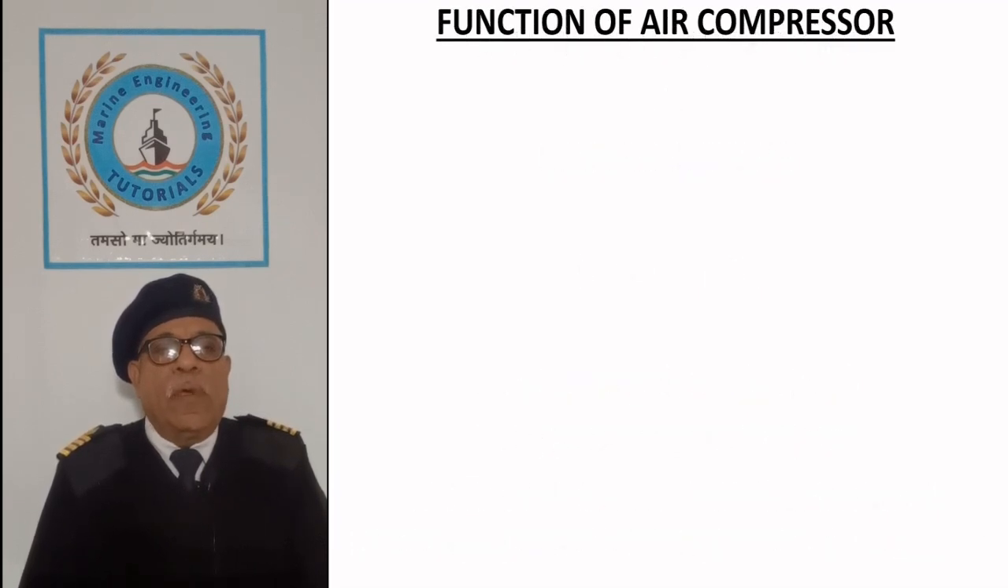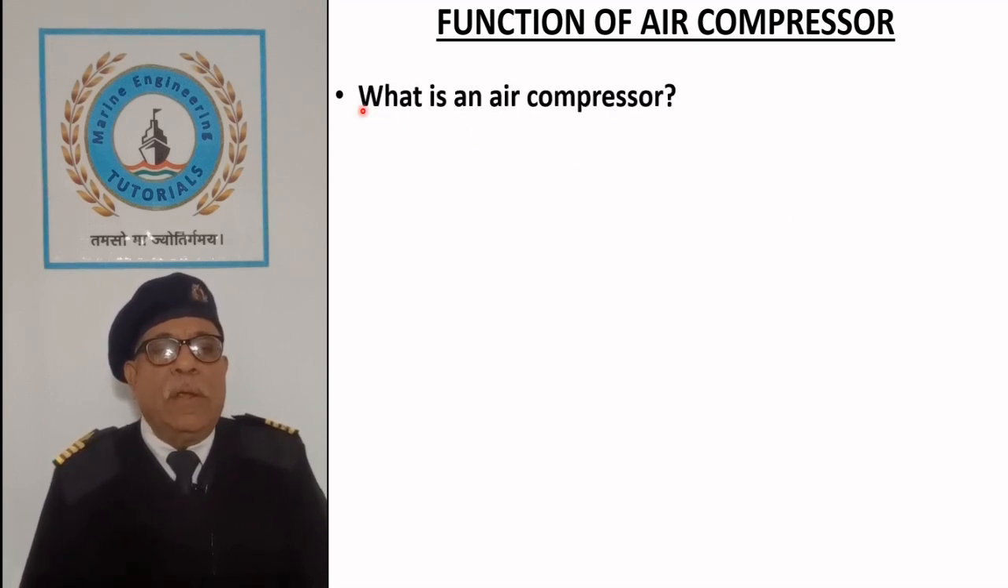Function of air compressor. What is an air compressor? An air compressor is a mechanical device which increases the pressure of air by reducing its volume. The compressor is similar to a pump as both are used to increase the pressure of a fluid to transport it through a pipe.